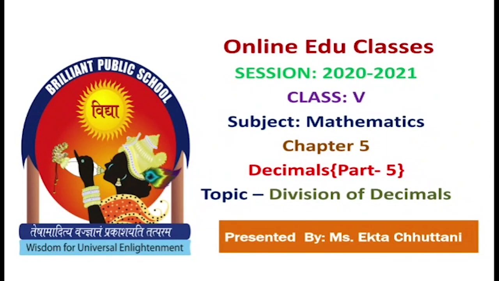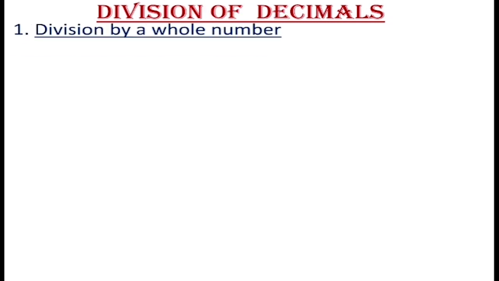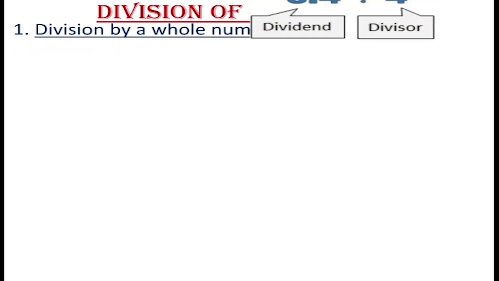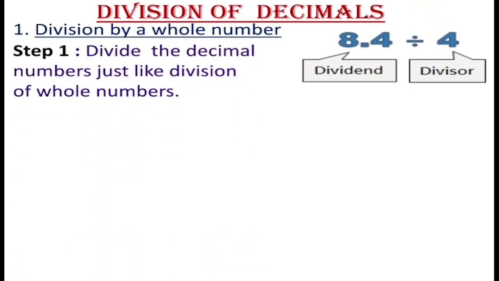Today we will learn about division of decimals. So, division of decimals can be carried out in three different ways. The first one is division of a decimal number by a whole number. There are three steps to divide a decimal number by a whole number. Step number one is to divide the decimal numbers just like division of whole numbers.